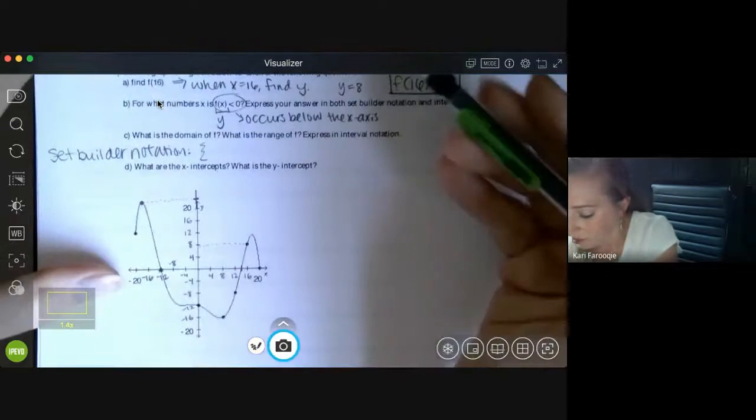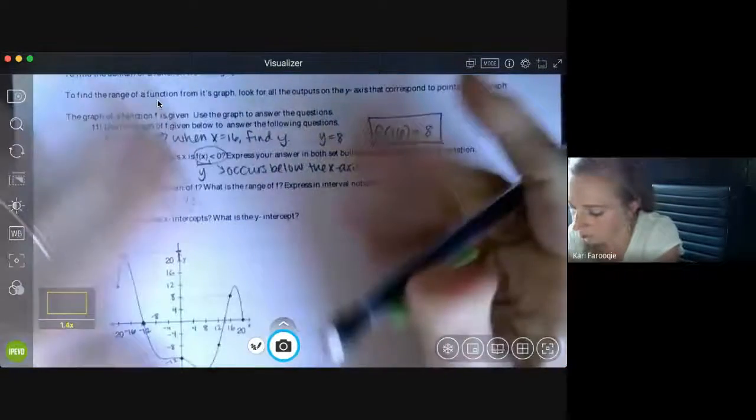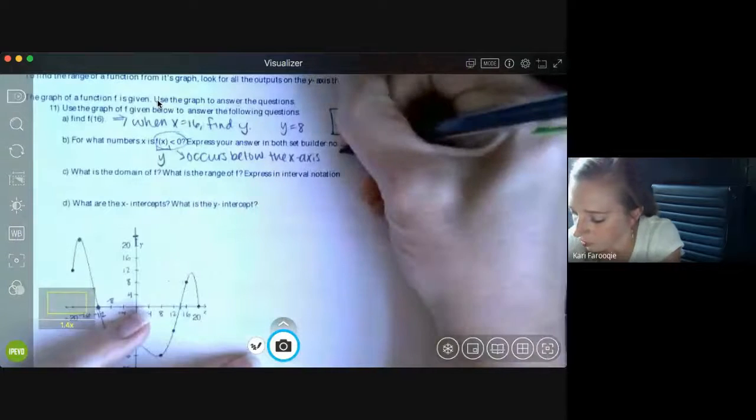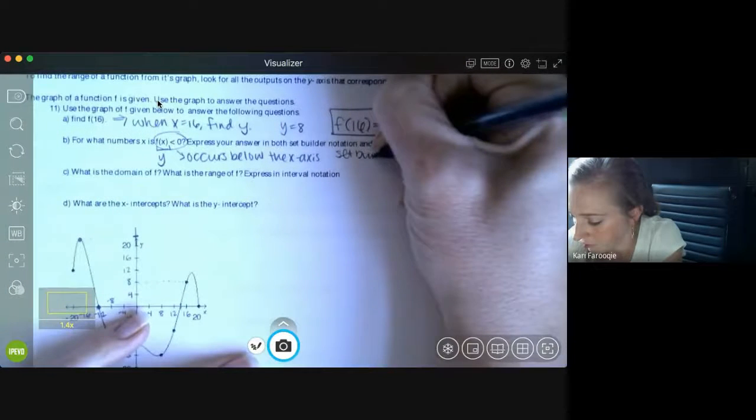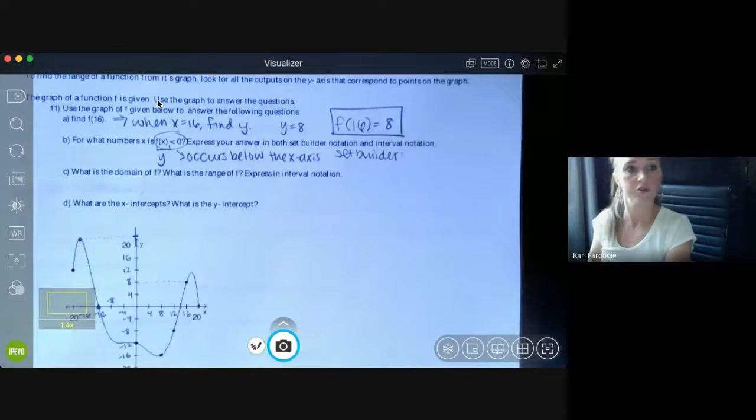Oh, whoops, sorry, I put that on C. Yikes. Wrong place to put that. Okay. Clearly, I should have left a little bit more space there.